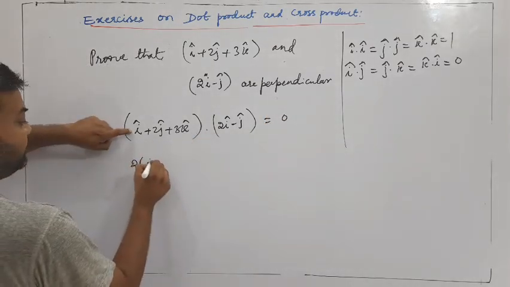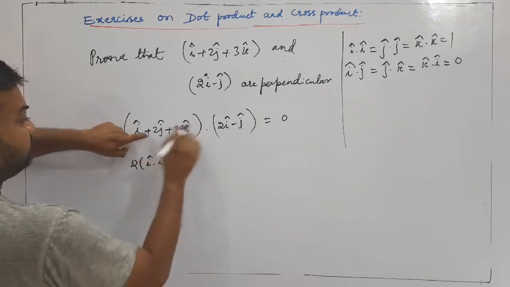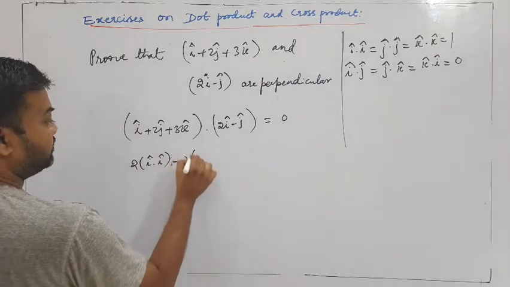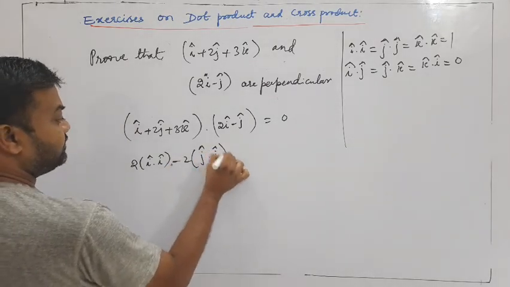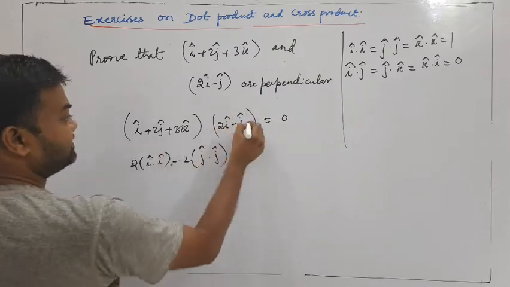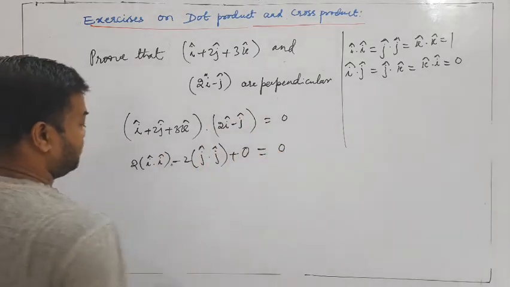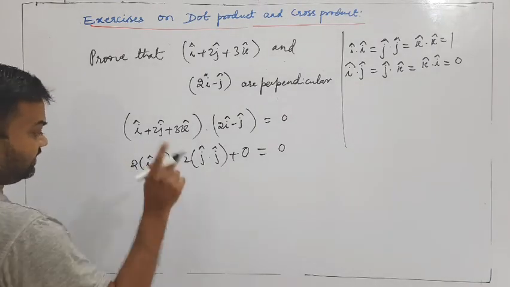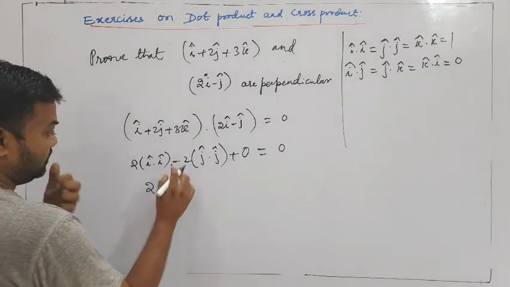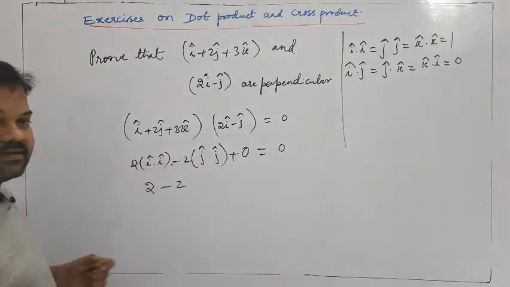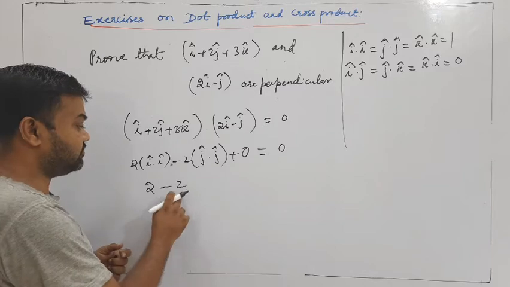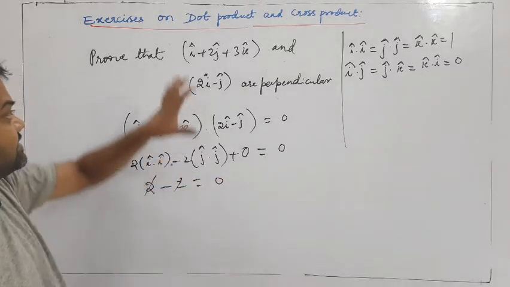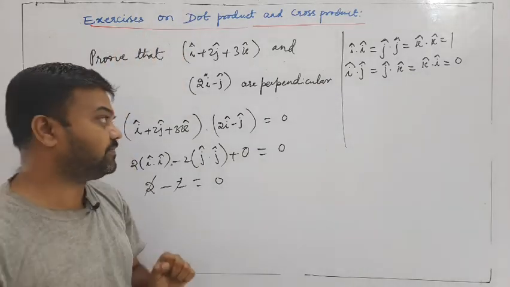2 into i cap dot i cap plus 2 into minus j cap dot j cap plus, anyhow, the k term is not there here, that's why you put 0. i dot i is 1, 2 into 1 is 2. Minus 2 into j dot j, which is also 1, 2 into 1 is 2, and the final result is equal to 0. Minus 2 plus 2 is 0. That's why we can say these two are perpendicular.